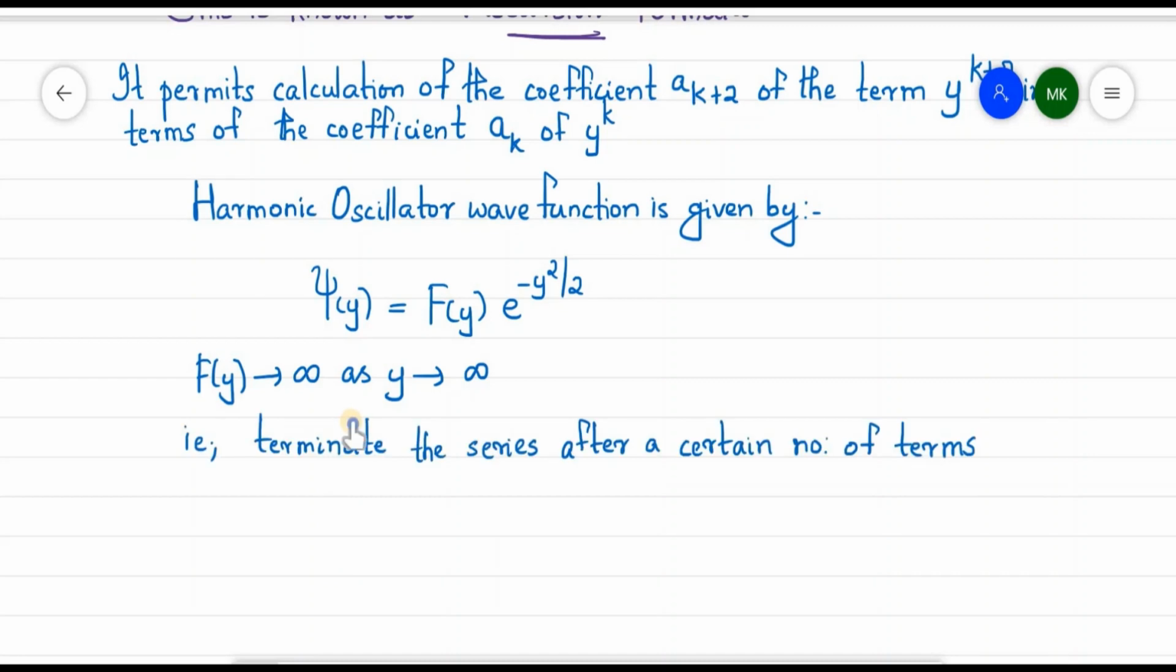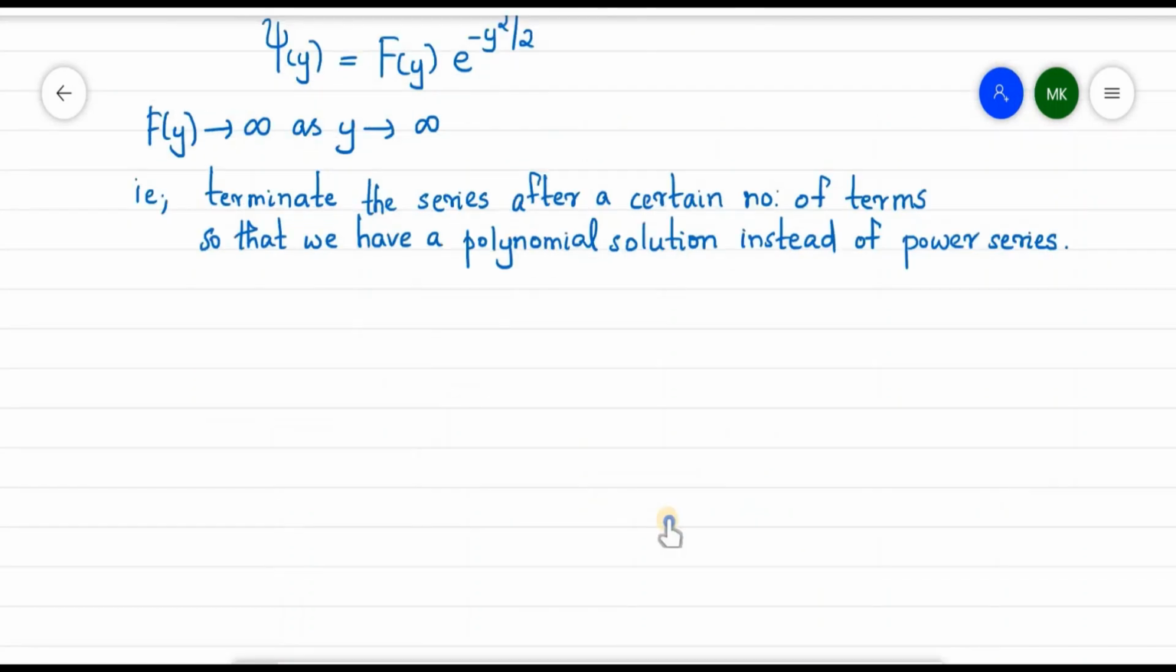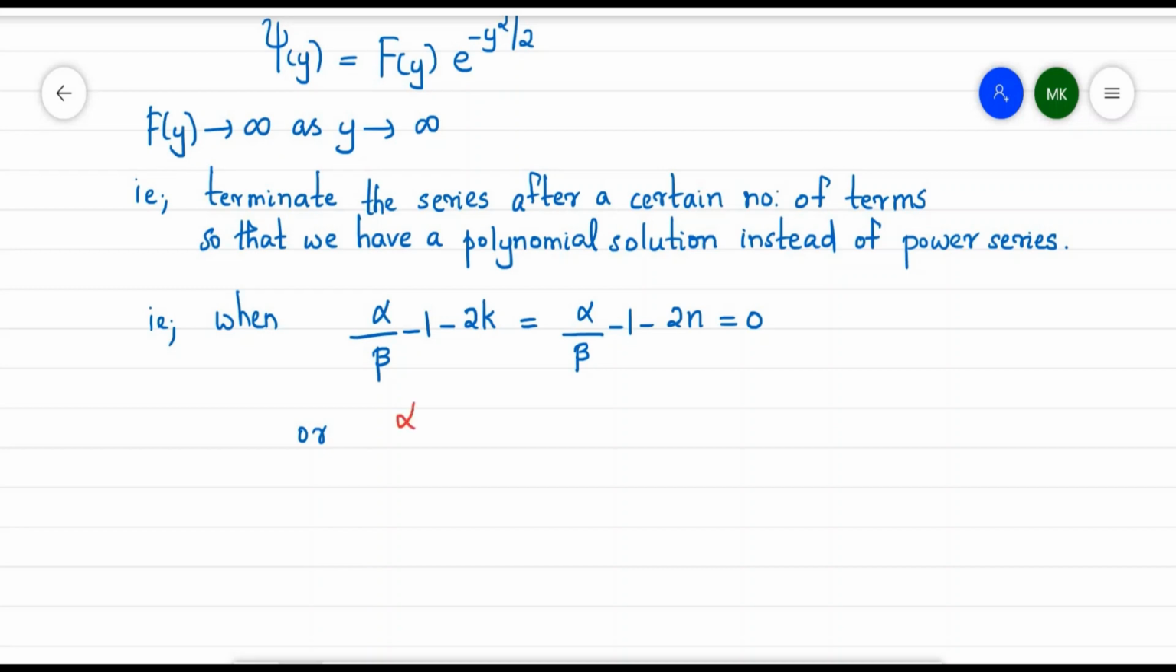That is, terminate the series after a certain number of terms so that we have a polynomial solution instead of a power series. And this is possible if for a certain value of k, say n, the numerator in equation 9 vanishes. That is, if k equals n, alpha by beta minus 1 minus 2n equals 0. So we are limiting the series only up to n terms, and after that equation 9 vanishes. Or we can write alpha by beta equals 2n plus 1, or alpha equals beta into 2n plus 1, where n equals 0, 1, 2, 3, etc.